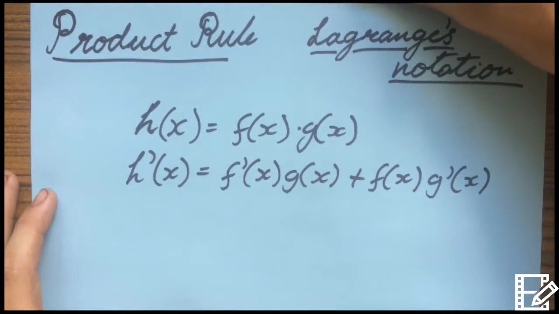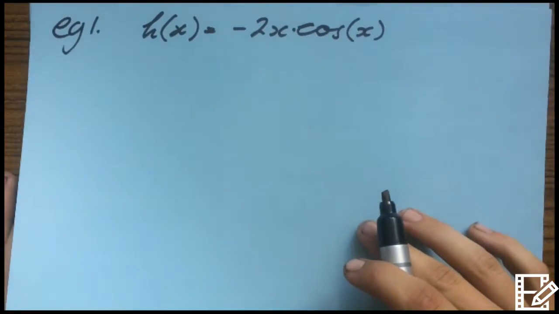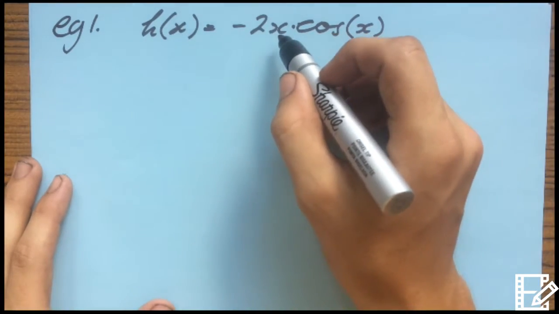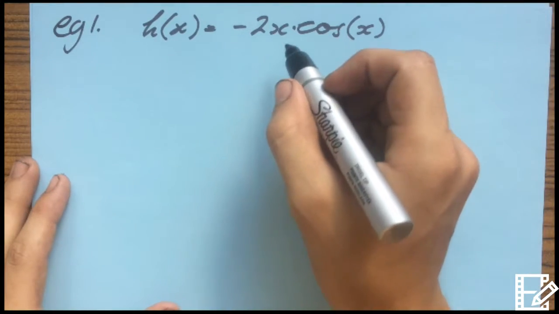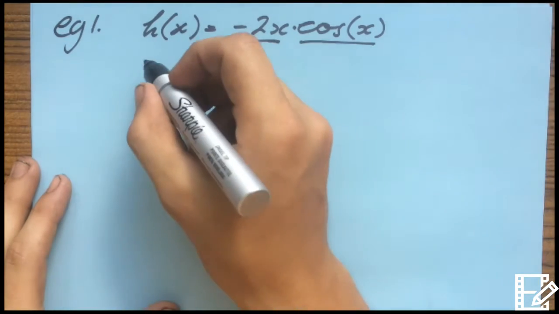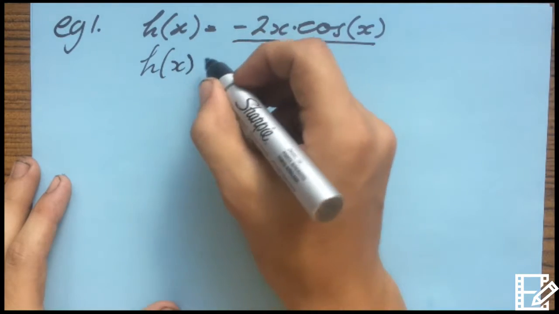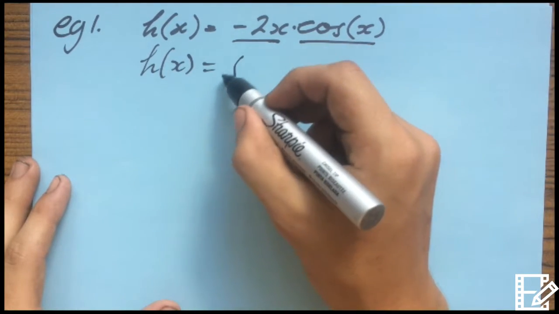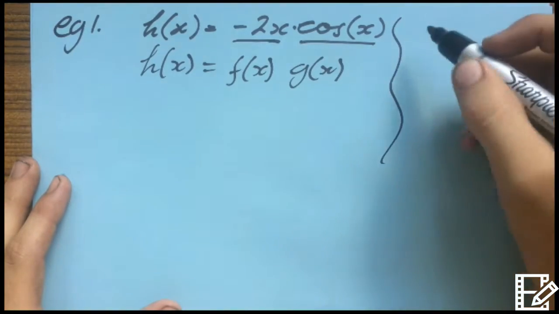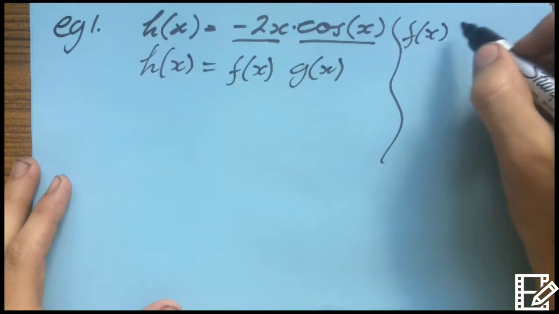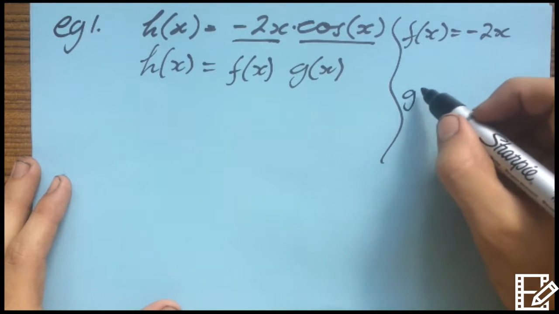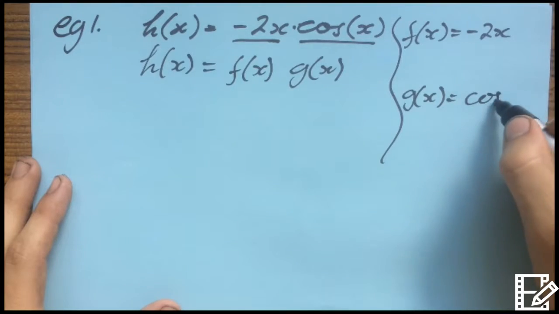So now we've got that out of the way, let's do an example. Okay, so example 1, h(x) equals negative 2x multiplied by cos x. So you have your first function, negative 2x, and your second function, cos x. So if we rewrite this, let's say f(x) times g(x). If we separate the page, we can write f(x) as being negative 2x, and we'll say g(x) is cos x.